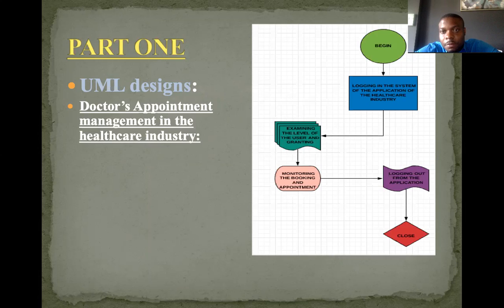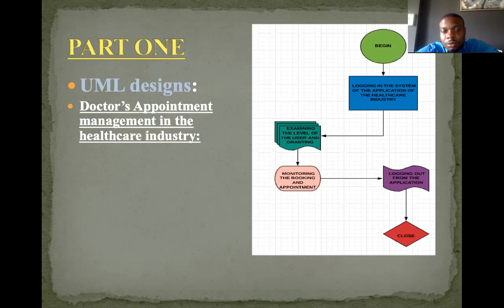We have a special system software we can actually use. The first process is logging into the system of the application of the healthcare industry. The next one deals with examining the level of the user and granting access. It all depends on the credentials the user has. If he has the right credentials, he has access to log in. If he doesn't have the right credentials, then he can't log in.